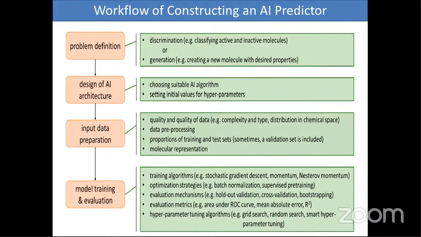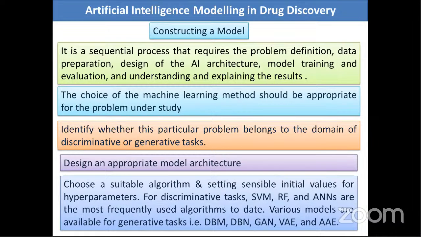Whatever parameters we have included, we need to tune them by the hyperparameter tuning method. Once you develop the model, then you need to go for evaluation. Step by step, I will tell you how to construct the model. If you plan to develop a model for artificial intelligence, we need what I told you in the previous slide: problem definition, data preparation, design of AI architecture, model training, evaluation, and the important thing, the understanding and explanation of the result.